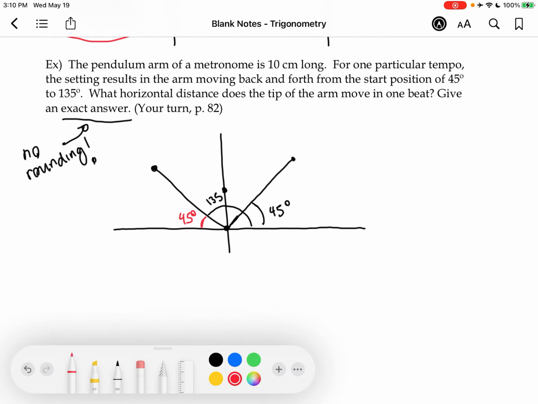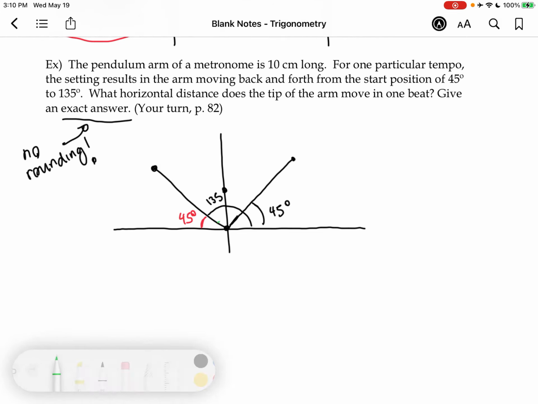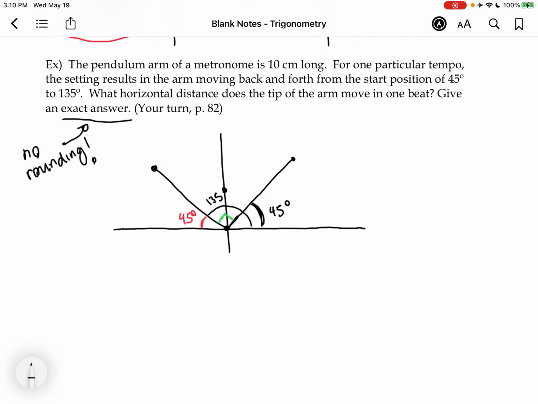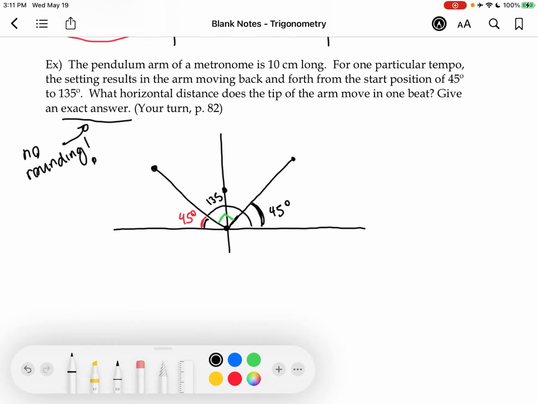And what that means is that this angle in here is right, because this is 45 degrees right here, and this is 45 degrees right here. So those two together make 90, and the whole line makes 180. So the line between the two extremes of where the arm moves on the metronome has to be 90, because 180 minus 90 is 90, meaning that this is a right triangle.